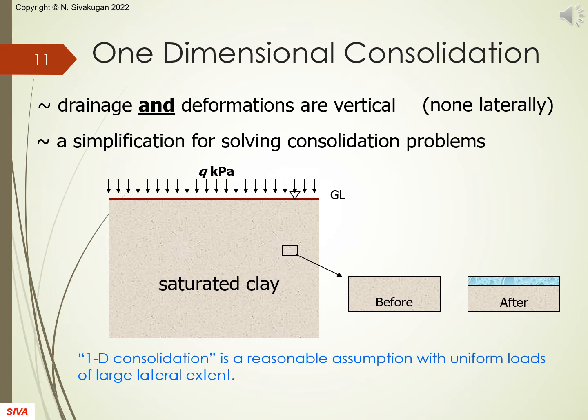All the discussions here assume one-dimensional consolidation. That means the drainage of water and the strains are purely vertical, nothing laterally. In reality, this assumption is true when the surcharge Q applied at the ground level is spread over a very large extent. When the loaded area is small, the consolidation is not really one-dimensional, it can be two- or three-dimensional.